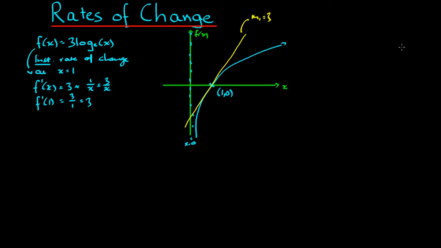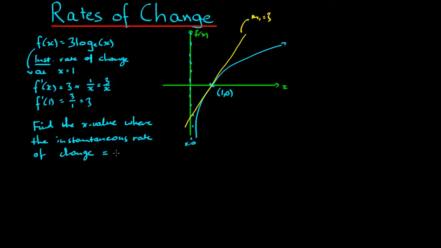A question they might ask relating to this is, find the x value where the instantaneous rate of change is equal to, we'll say here, 1/2. So remember, the word instantaneous is related to the word tangent, because that's what we're looking for. So we're looking for a point on this blue curve over here where the gradient is equal to 1/2.